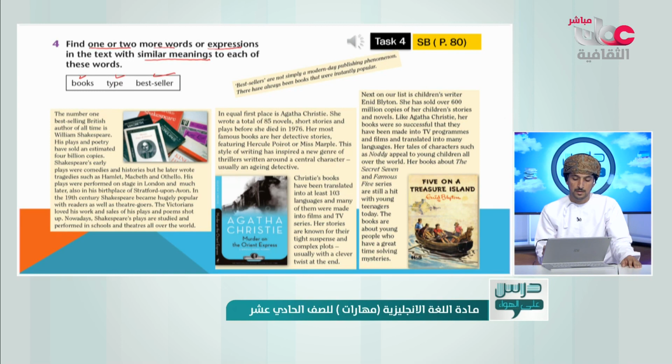At the beginning of this lesson, we have the glossary, and we have a word which is similar to the word type. It is in the text about Agatha Christie. You will find it here: genre. So for number 2, type, the answer is genre, which has the same meaning.